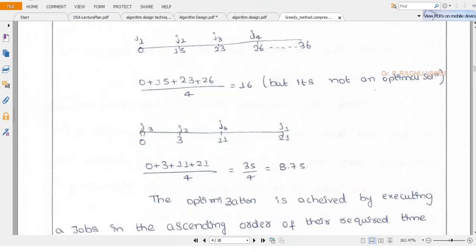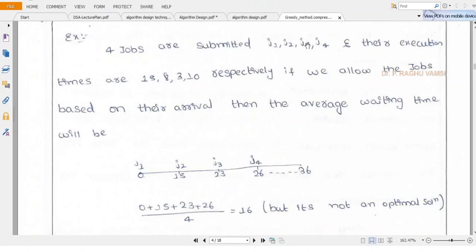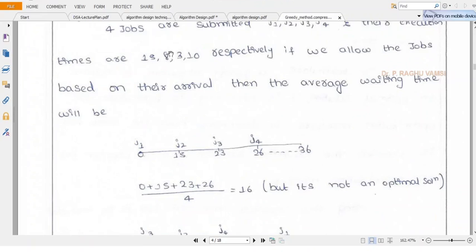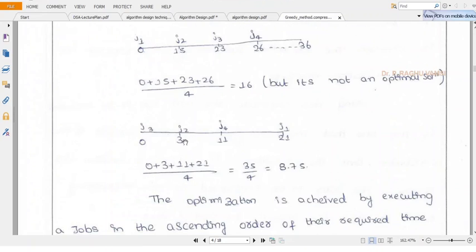So at the 0th time unit, J3 will come, since J3 is the corresponding 3 time units. That means J3 can be completed in 3 time units. So first J3 will come. Next, after 3 time units, the next highest time unit, that is 8, will come. That is J2, and it will execute for 8 time units. Then at 11, J4 will come, and by 21 it will be completed. Now the average waiting time is 0 plus 3 plus 11 plus 21 by 4, which is 35 by 4.